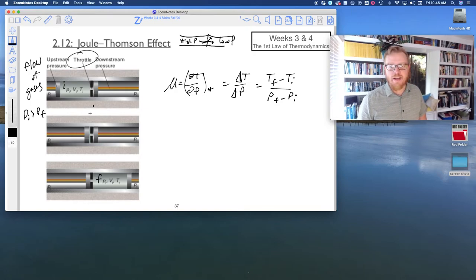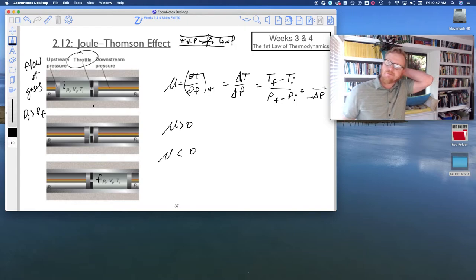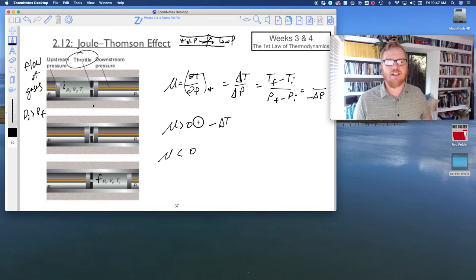Okay, so what does all this mean? Well, what happens when mu is greater than zero? What does that mean? And what happens when mu is less than zero? What does that mean? Okay? Well, think about this. Because in this experiment, Pi is always greater than Pf, okay? The delta P is always negative in this experiment, right? So that means when mu is greater than zero, you have a negative delta T, and so thereby there's a cooling effect.